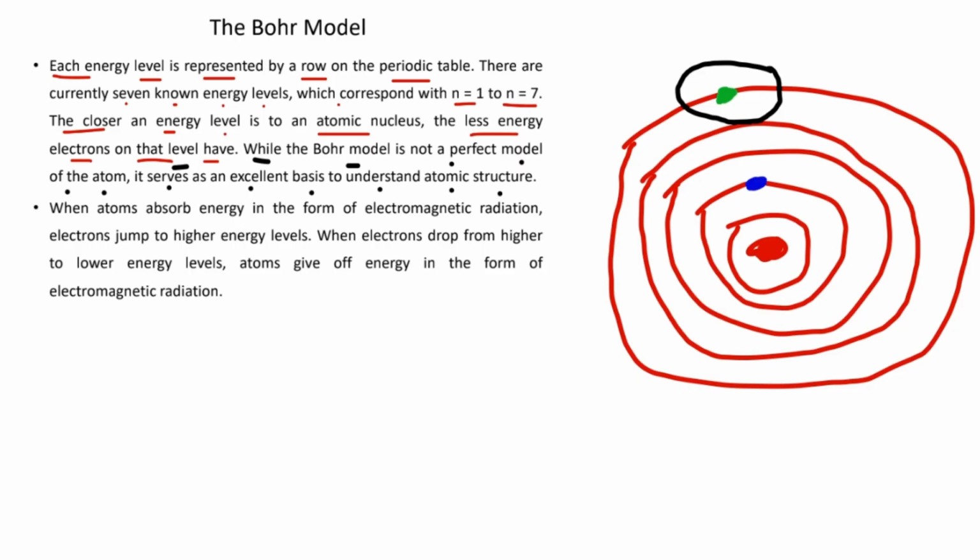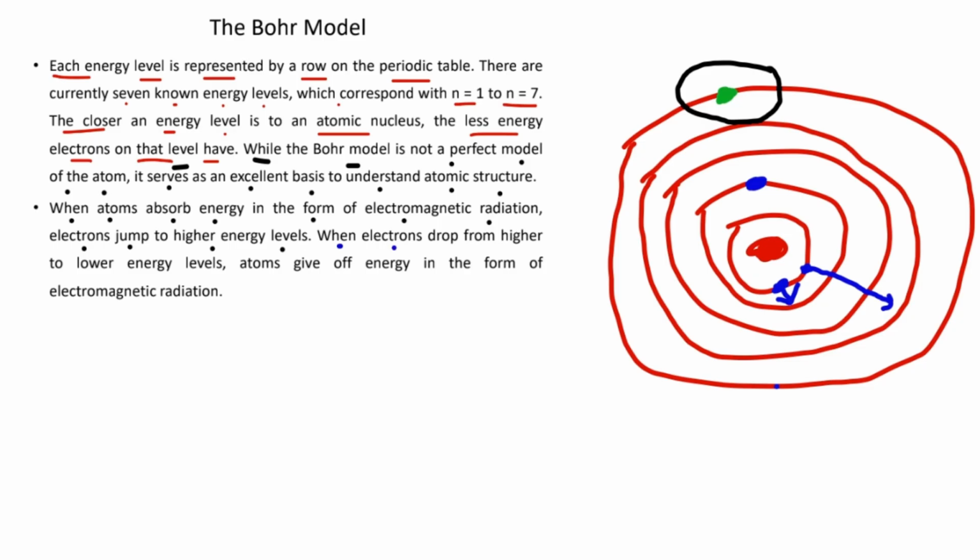Now, while the Bohr model is not a perfect model of the atom, it serves as an excellent basis to understand atomic structure. When atoms absorb energy in the form of electromagnetic radiation, electrons jump to higher energy levels, which we called absorption previously, energy absorbed by an atom. So if the electron was in level 1 and absorbs enough energy to transfer it to level 2, it will go to level 2. If it absorbs more energy, it will go to level 3, 4, etc.